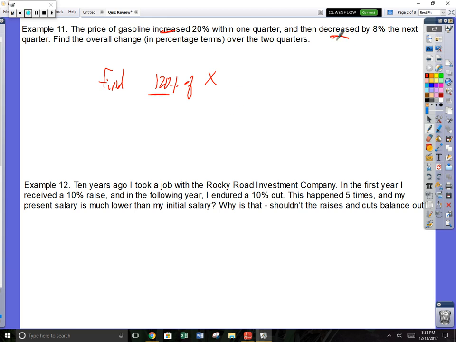Then it's going to decrease by 8%, and that decrease means you are going to find 92% of whatever that number is. So first you increase it by 120%.